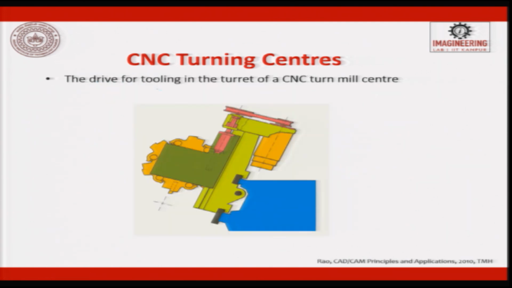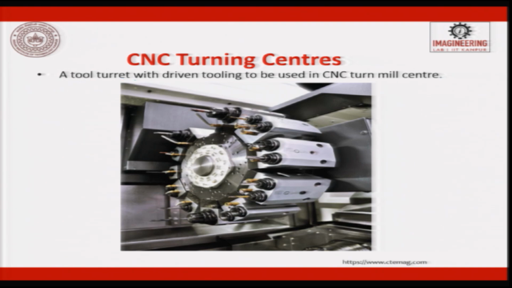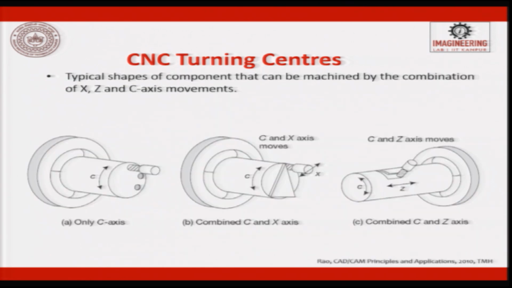So, the drive for tooling in a turret of a CNC turning milling center is this. This is the turret of a turning milling center, where we will have tool turrets with driven tools to be used in a turn mill center. You can have so many tools attached, and these in turn will be doing turning operations as well as milling operations. So, this is a typical thing.